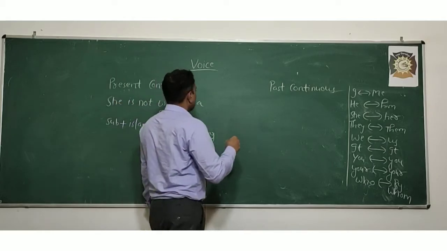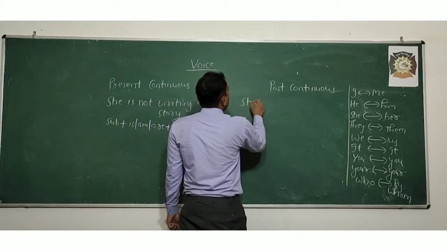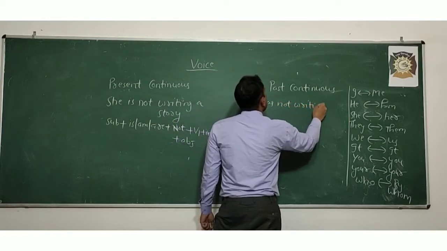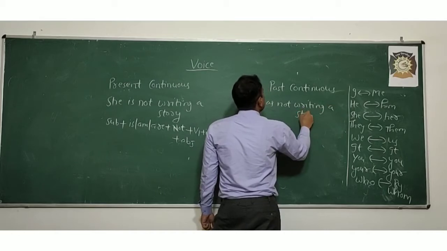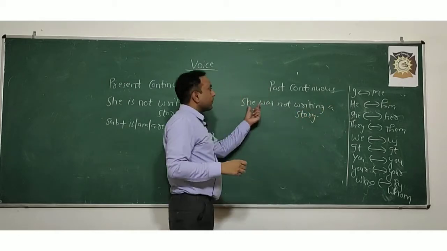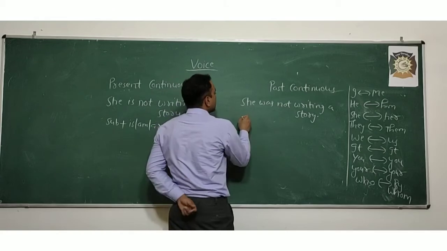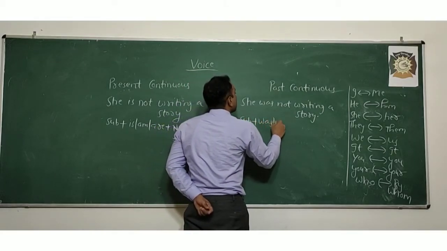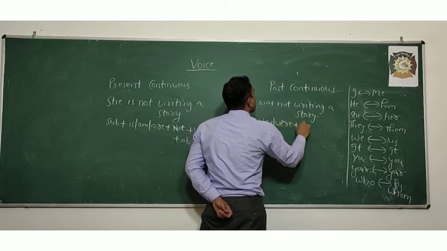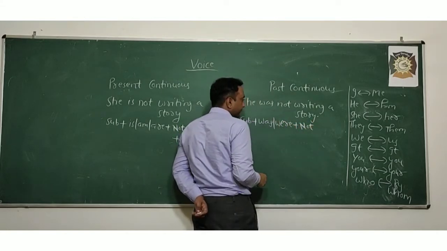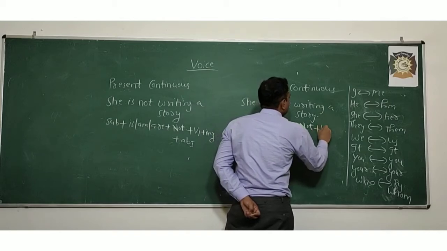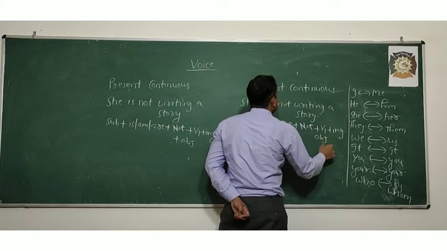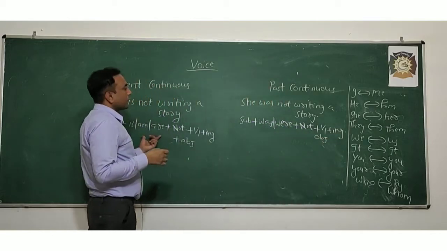Same is she was not writing a story. She was not writing a story. The structure formula is subject plus was, were plus not plus V1 plus ing plus object in active voice. This is the formula for active voice.